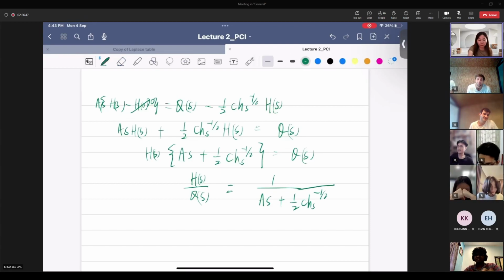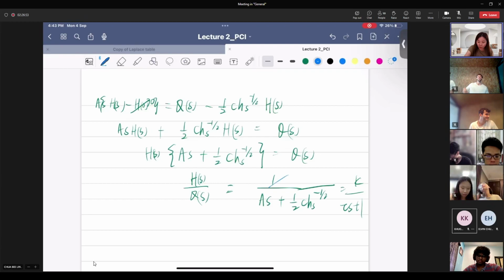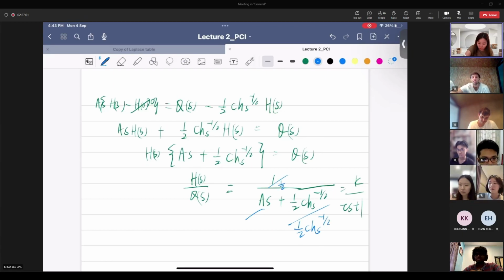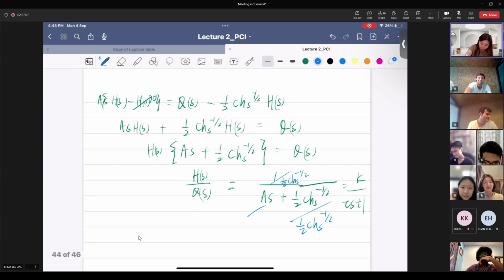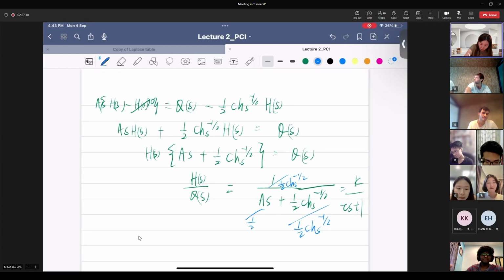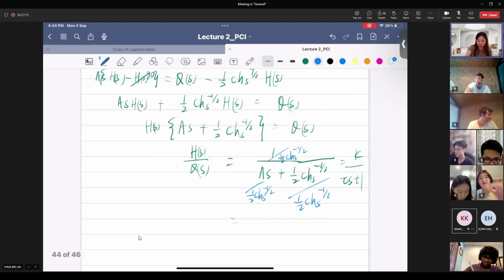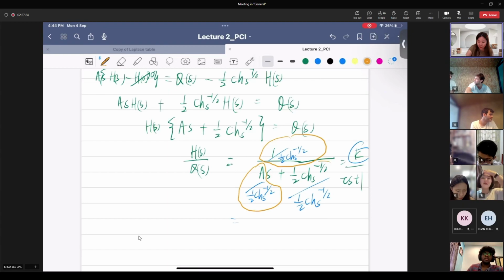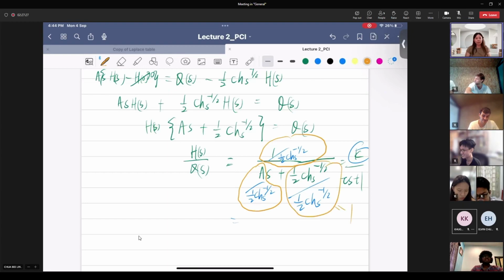And compare this with K over tau S plus 1. Almost the end. You'll be dividing the whole equation with 1 over the 2 CHS negative 1 over the 2, then 1 over the 2 CHS negative 1 over 2. Okay, then finally your K will be this, and your tau will be this, and this term will give you 1.